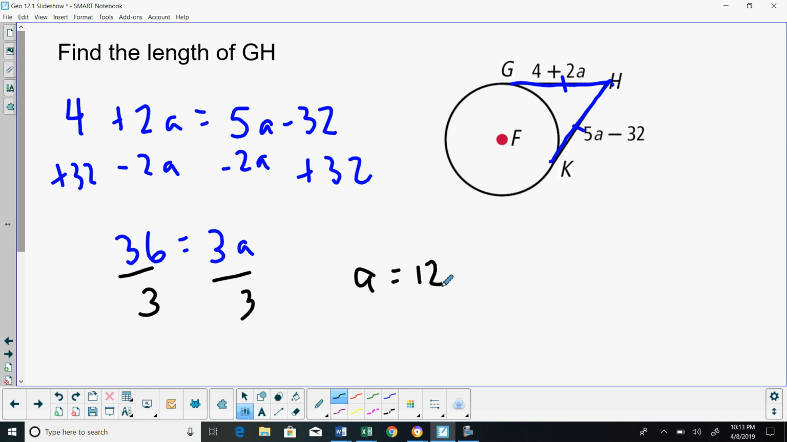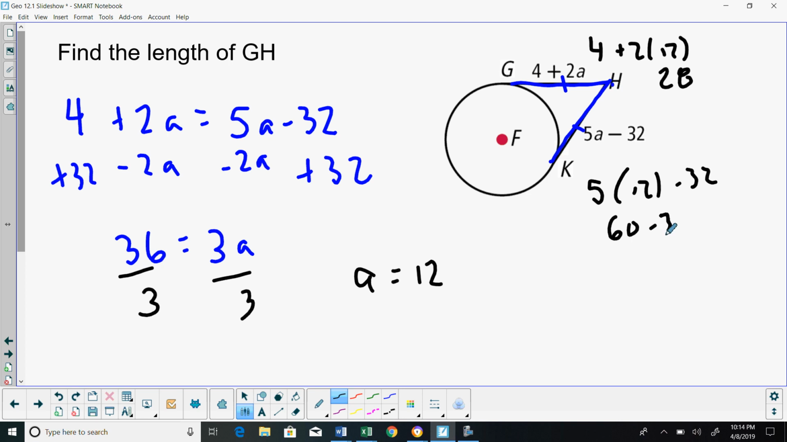All right, and we could always plug in 12 to see if that works. Here I get 4 plus 2 times 12. That's going to be 24 plus 4 is 28. And then over here, 5 times 12 minus 32, 5 times 12 is 60, and 60 minus 32 is also 28. So I think a equals 12 looks good.